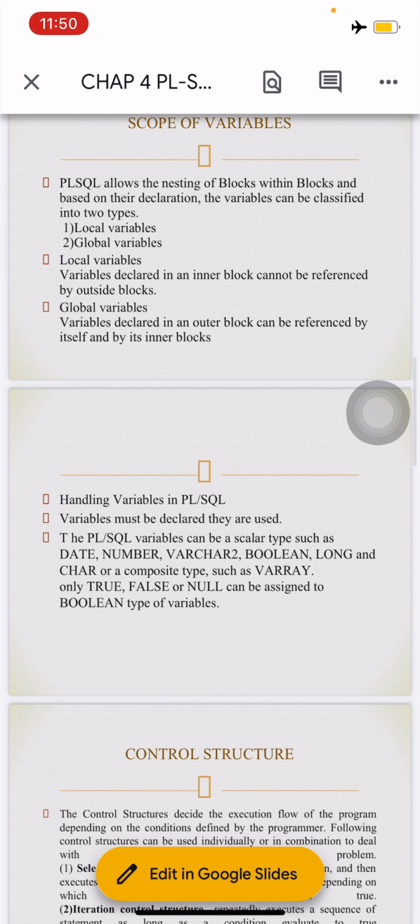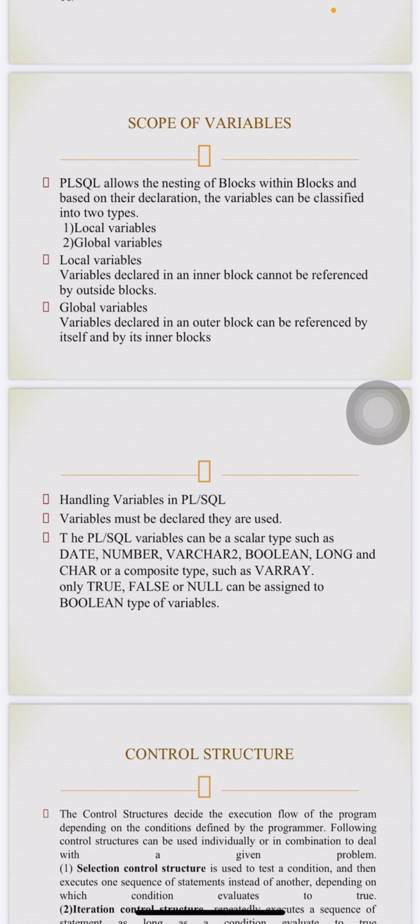Handling variables in PL/SQL: variables must be declared before they are used. PL/SQL variables can be scalar types such as date, number, varchar2, boolean, long, and character, or composite types such as varray. Only true, false, or null can be assigned to a boolean type variable.